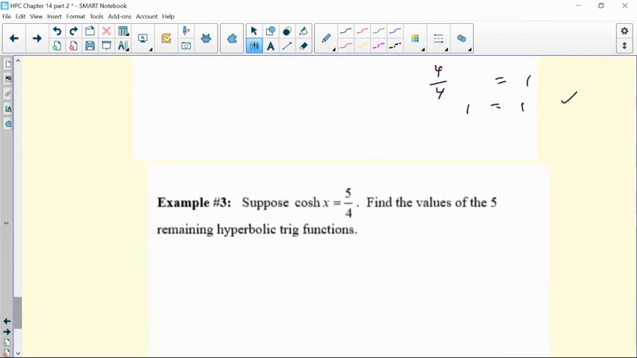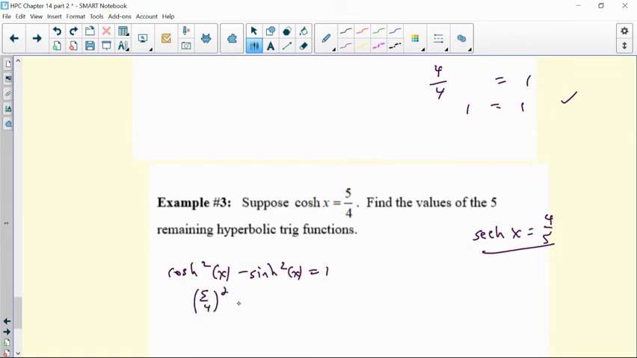It says, suppose the hyperbolic cosine is 5/4. Find the value of the 5 remaining hyperbolic functions. Because of the reciprocal nature, the hyperbolic secant would be the easiest to find. So hyperbolic secant of x would equal 4/5. That's the first one. Now, we can get hyperbolic sine based on the identity we just proved. We know that cosh squared minus sinh squared of x is equal to 1.